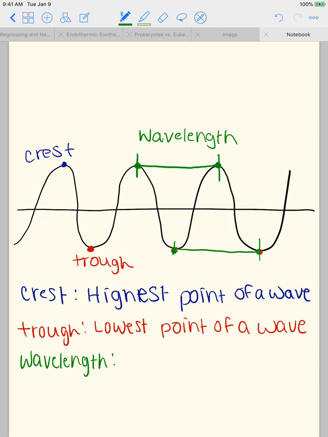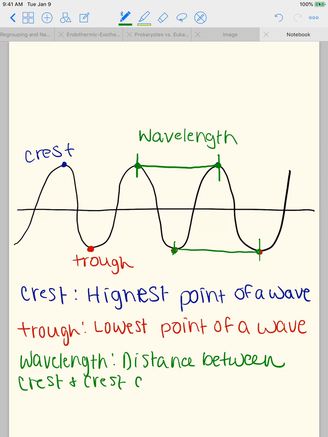So wavelength is distance between crest and crest and trough and trough.